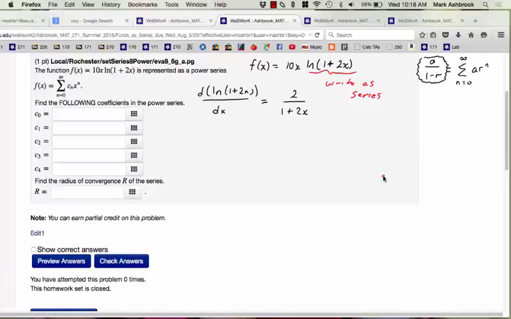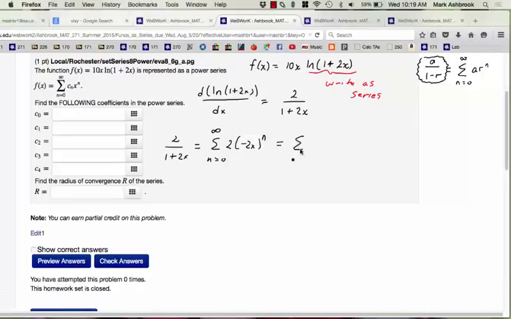Cool. Okay. So this is where we actually need that principle to do that. Okay, so we're going to write out what 2 over 1 plus 2x is. And that's going to be the sum n equals 0 to infinity of 2 times negative 2x to the n. And we want to write out the terms.